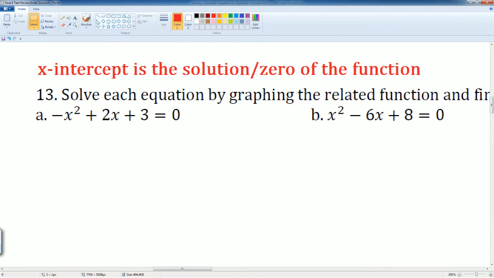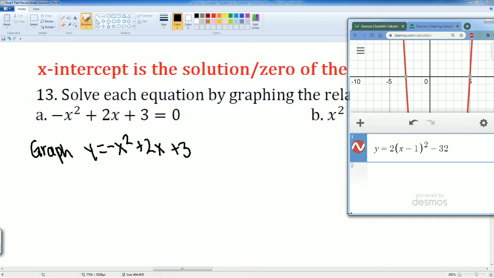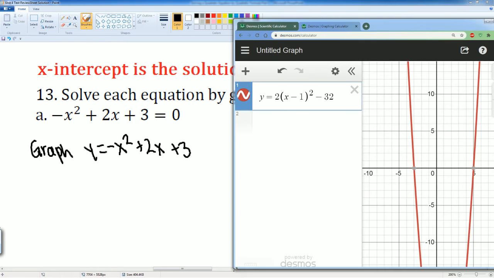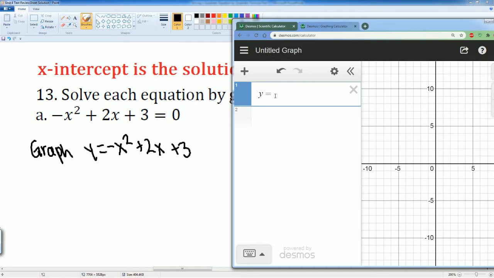We are going to graph the equation y equals negative x squared plus 2x plus 3. Okay, let's just grab our Desmos graphing calculator here and put it in. So we have y equals negative x squared plus 2x plus 3.